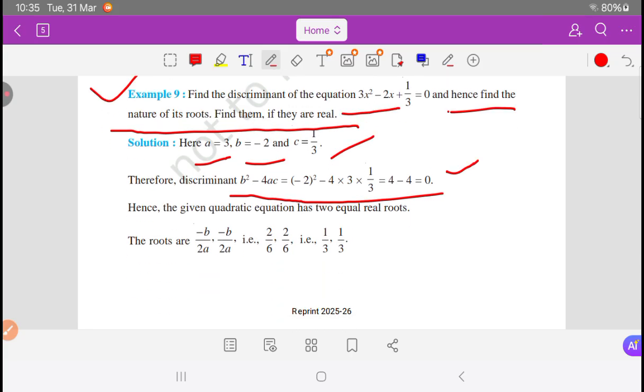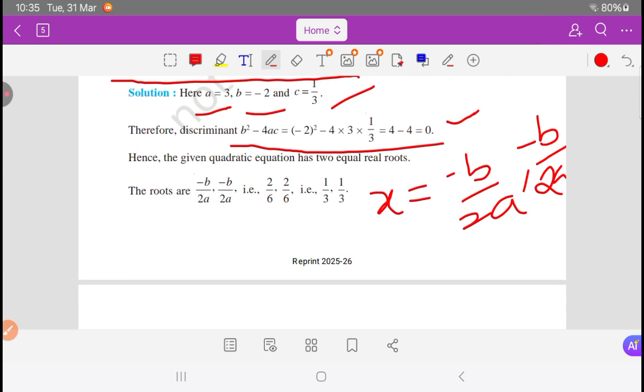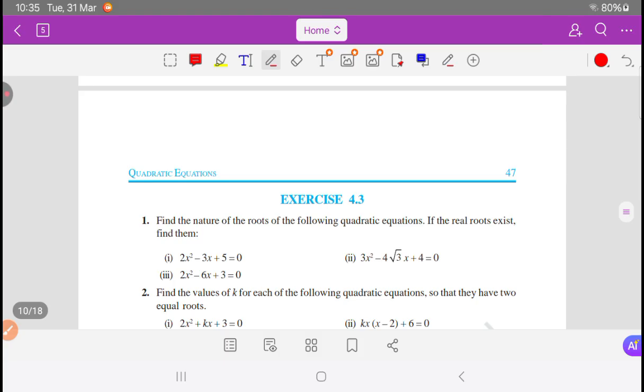So when discriminant equals 0, the roots are minus b by 2a, comma, minus b by 2a. You substitute the values of a and b and you will get the roots. Here b means minus 2, so minus of minus 2, by 2a. a means 3, so 2 by 6. So 1 by 3, 1 by 3 are the roots. We will discuss the exercise after completion of this chapter.